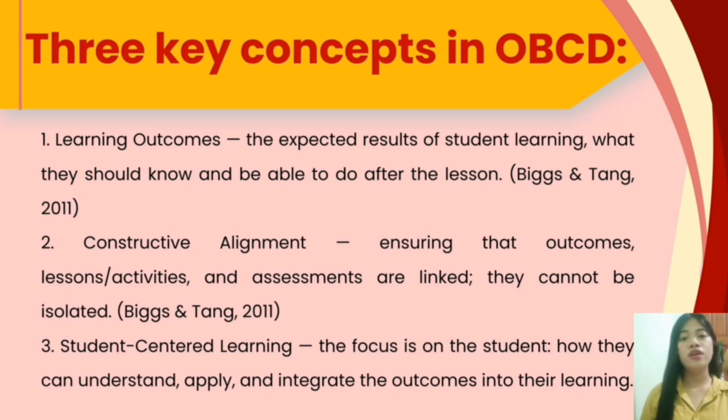Now, there are three concepts I would like to share. First, learning outcomes, specific skills or results that students should achieve. Second, constructive alignment, one of the principles mentioned by Biggs and Tang. Everything from outcomes to assessment should work together to actually achieve the learning outcomes. So there cannot be an outcome that is not measured. Third, student-centered learning, meaning that not only the teacher is active, but the student is also. He or she participates in understanding, doing, applying, and demonstrating learning.